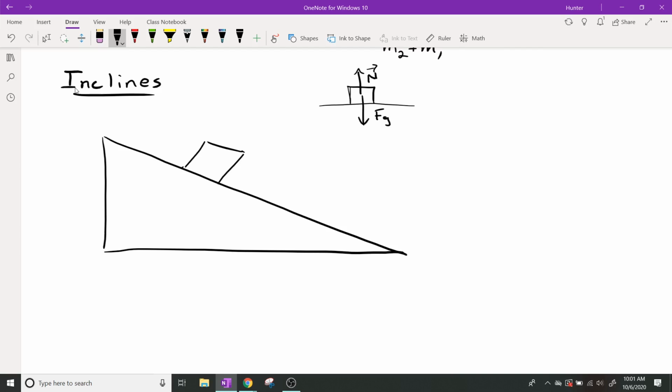It's just sitting there right now. Let's assume there's no friction. So no friction. If there's no friction, it's not that it's not moving. There are forces acting on this though.